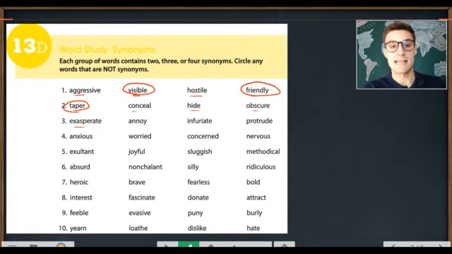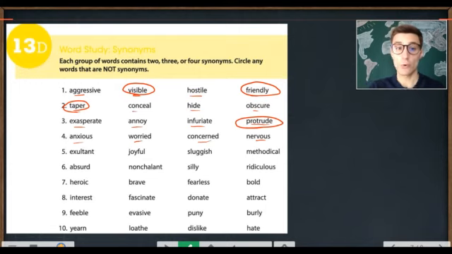Number 3, exasperate, annoy, infuriate, protrude. I see 1 that's not a synonym. Protrude. Exasperate, annoy, infuriate, those are synonyms. They have similar meanings. Number 4, anxious, worried, concerned, nervous. Which is not a synonym? Actually, all 4 of these words are synonyms. I'm anxious. I'm worried. I'm concerned. I'm nervous. All have the same meaning, actually. They're synonyms.